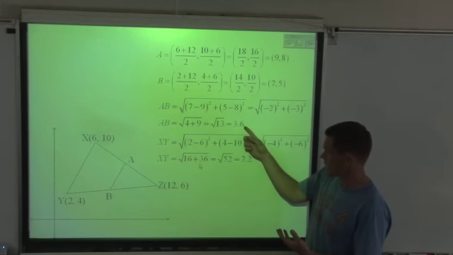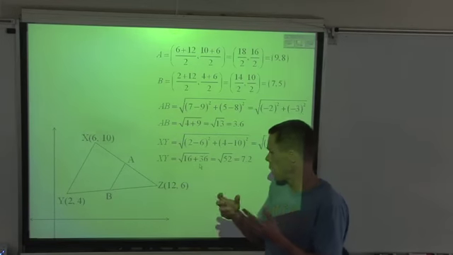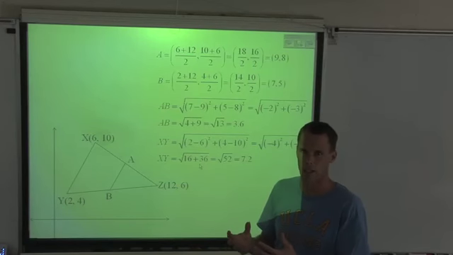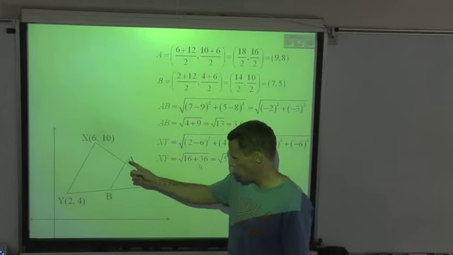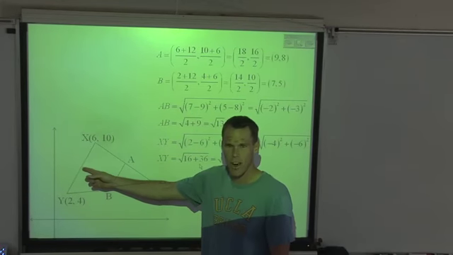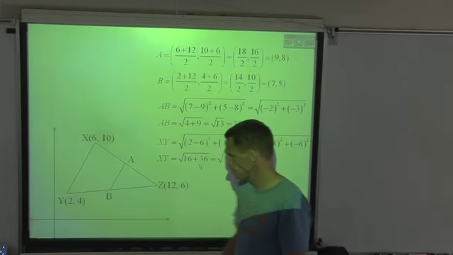What I notice is that this is exactly double what AB was. XY is exactly double the length, or we could say that AB is half the length. So when I connected the two midpoints, the segment was half as long as this side of the triangle.